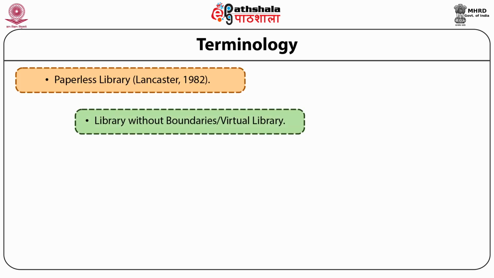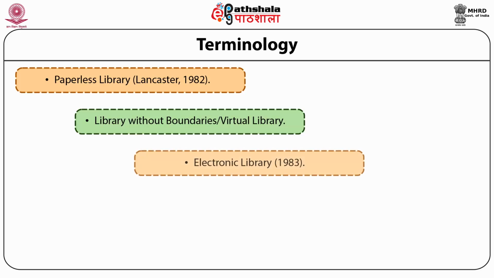Libraries without boundaries has also been used to denote the phenomenon that the library resources are accessible beyond the boundaries of the library. The journal named Electronic Library was launched in 1983 and published by Emerald. However, it essentially referred to online access to bibliographic, factual, numerical and referral databases. The journal Electronic Library is still published by Emerald Insight.